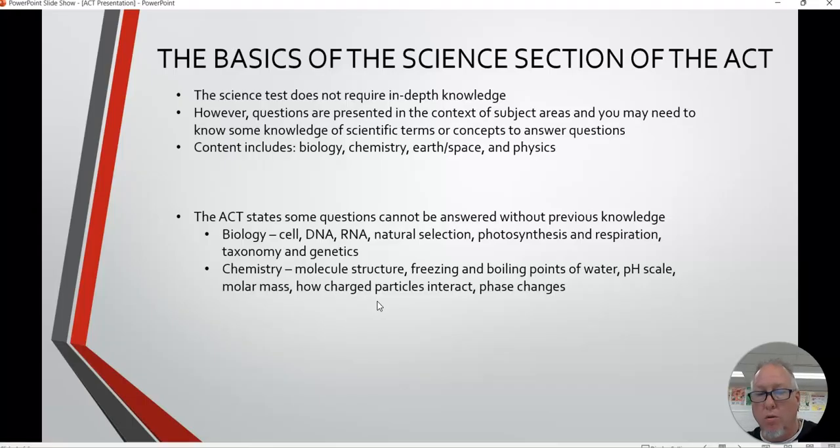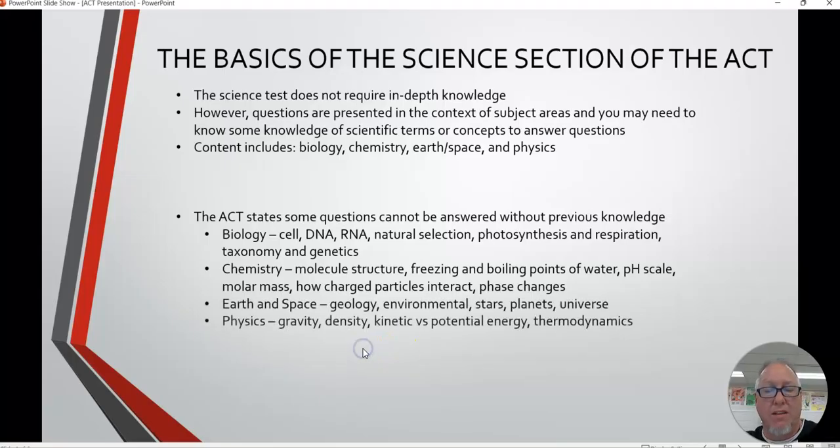For example, 2 of the questions I'm going to show you are about water and charged particles. If you don't have some background knowledge with that, you're not going to do well on those particular questions. Earth and space, and then finally physics. You have to have basic background knowledge.